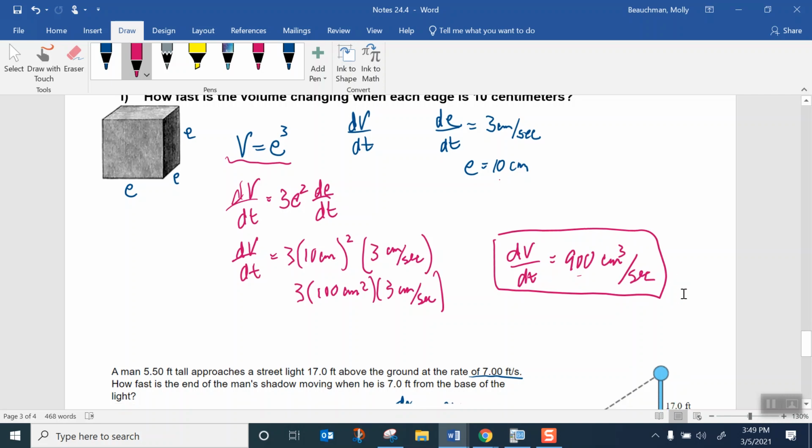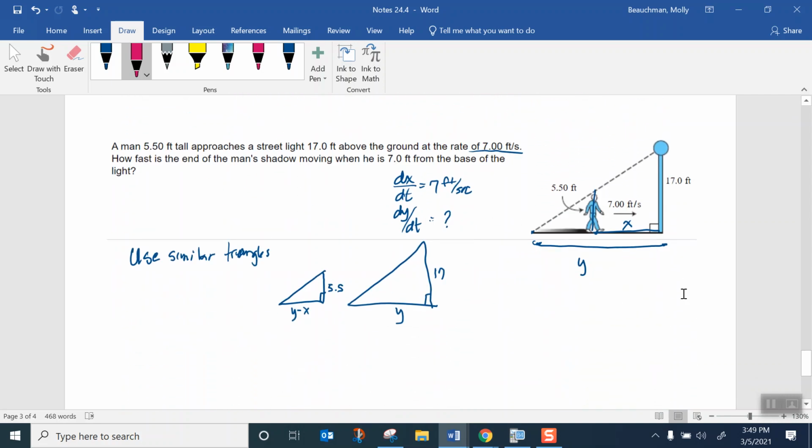Last example. Here's one like one on homework. We have a man 5.5 feet tall approaches a street light 17 feet above the ground at a rate of 7 feet per second. So in the picture, the man is walking towards the street light at 7 feet per second. How fast is the end of the man's shadow moving when he's 7 feet from the base of the light? So think about physically, if the man is walking towards the street light that is shining, the edge of his shadow is moving.